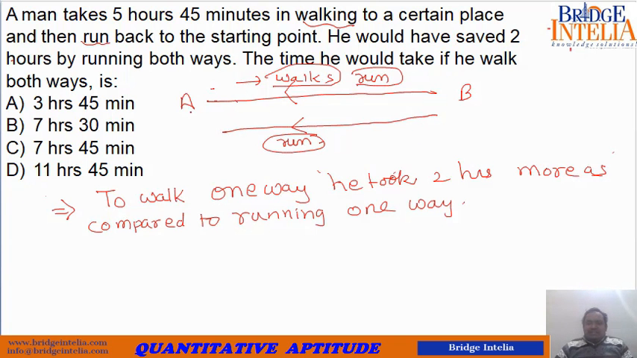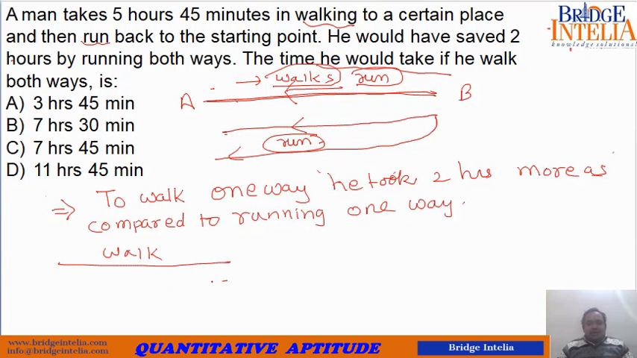Because it is said if he runs both ways, then the difference... So he is already running while returning. So the difference is created in this first half. Now the question is, instead of running, what if he comes back walking as well? The time he would take if he walks both ways. If this time he goes walking and comes back walking, now he is going to take more time.